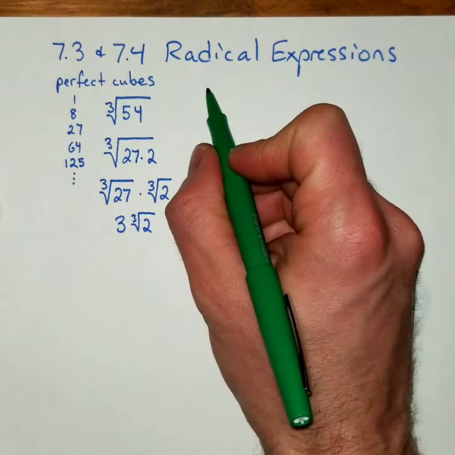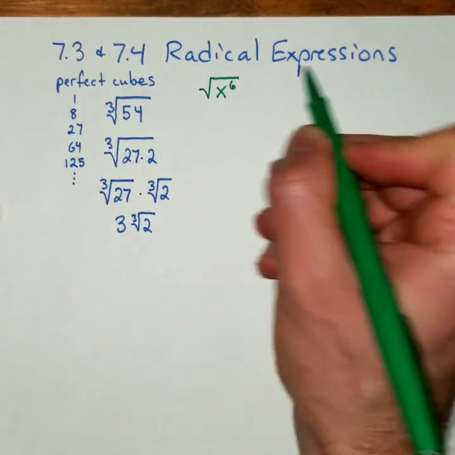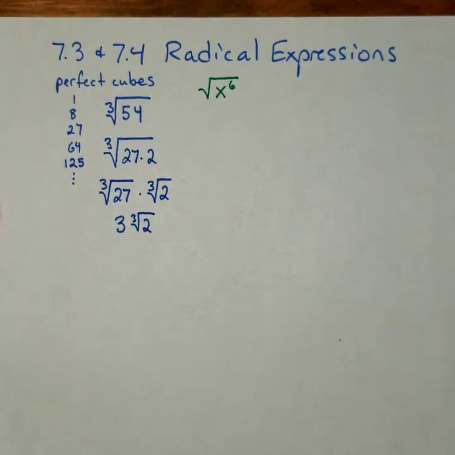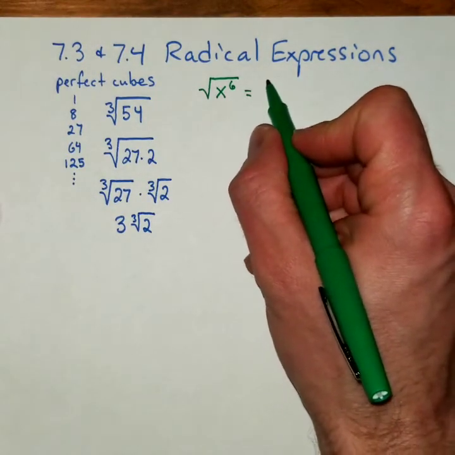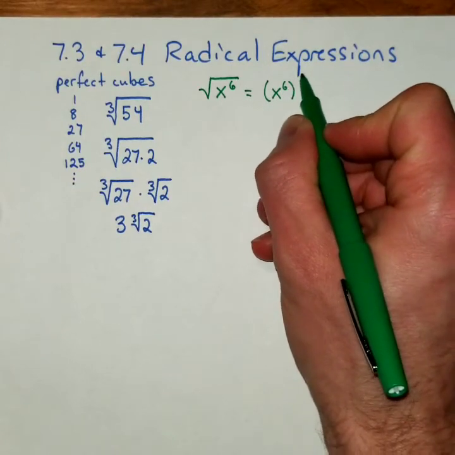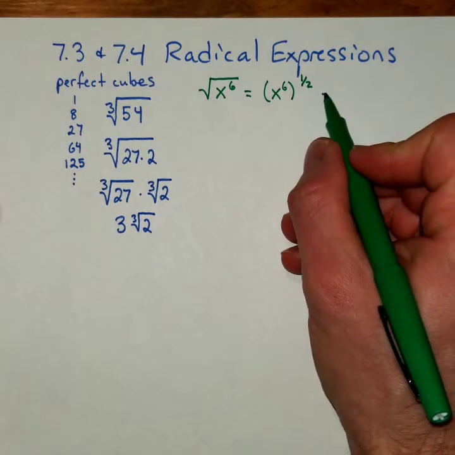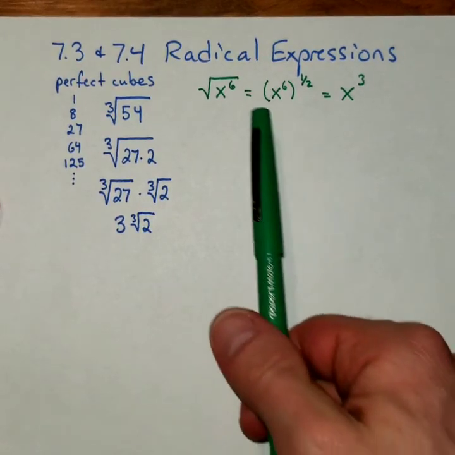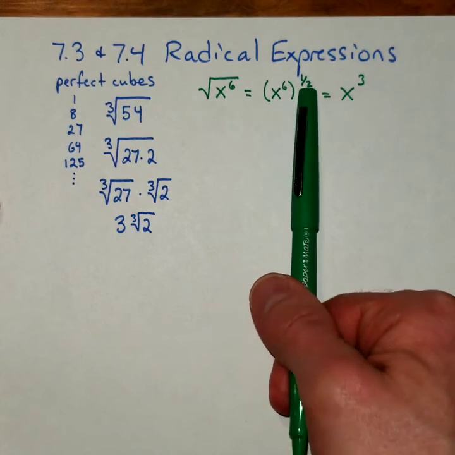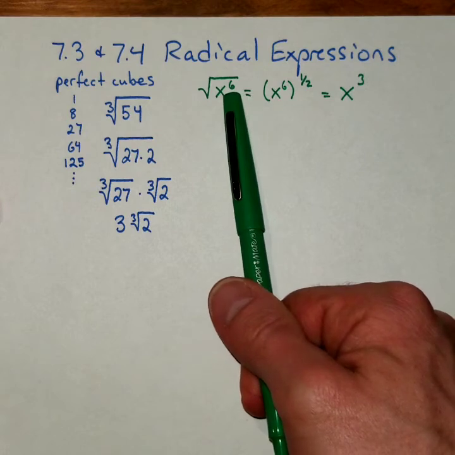If I wanted to do a square root of x to a power, let's say the power is 6. Now we did this a little bit in the last section, 7.2, when we dealt with rational exponents. This is the same as x to the 6th raised to the 1/2 power. And then you multiply 6 times a half and you get x to the 3rd. Okay? And now instead of writing it out, converting it from a root to a fractional power or rational power, you might as well just split that 6 in half, right?